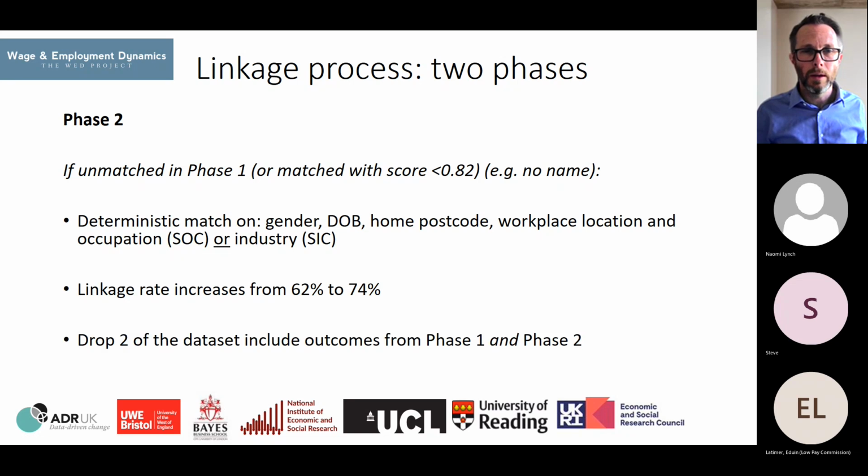So drop 2 of the data set, which is in the process of being released now, includes the outcomes from both phase 1 and phase 2. So you're not going to have to add any data together. Once you get access to the drop 2 data set, it will look very much like the drop 1 data set. It will just have more cases that are linked to the census.